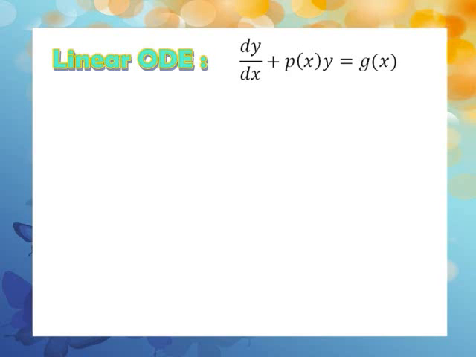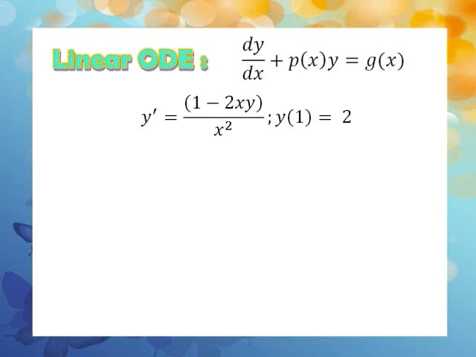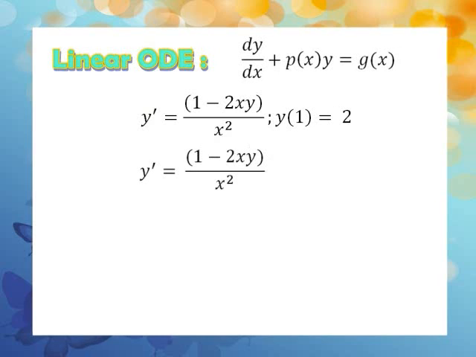Given the equation y prime equal to 1 minus 2xy all over x squared, in which the initial condition is given that when x is equal to 1, y equal to 2, find the particular solution. The given equation seems a bit messy at first glance. So, what we're going to do is make some simplifications to make it simpler for us to solve.